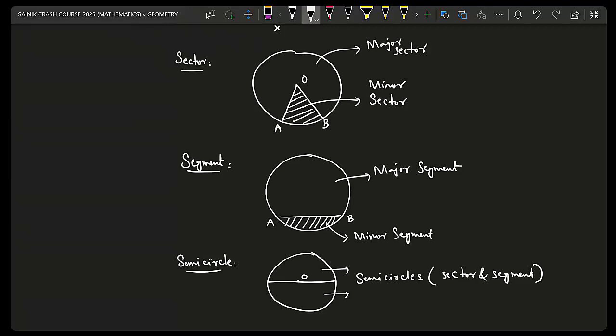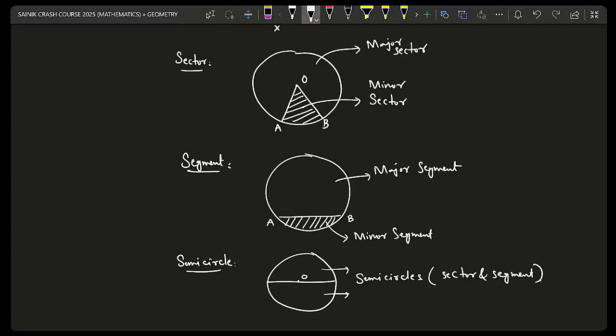Do you have any doubts, Neeraj? Sir, segment. Segment means you draw any chord. Okay. So I have already shaded one part. Can you see that? Yes, sir. One chord and one arc are enclosing that part. That is called a segment. If its size is less than a semicircle, it is a minor segment. More than a semicircle, it's a major segment. That's it.